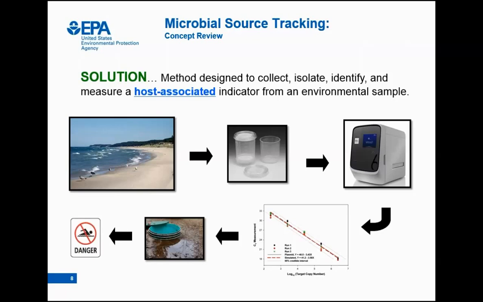So because general fecal indicators measure the total load from a number of different animal sources, scientists many years ago came up with the concept of microbial source tracking. And what this means is that these are methods that are designed to collect, isolate, identify, and measure what I'm going to call a host-associated indicator from an environmental sample. So you can see that I've colored, bolded, and highlighted host-associated to really emphasize this point.